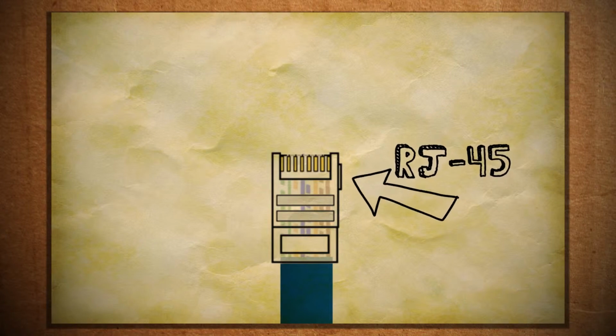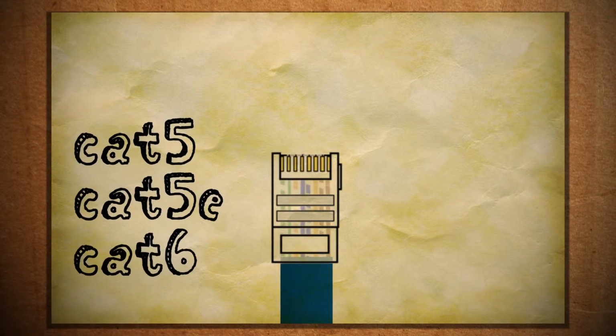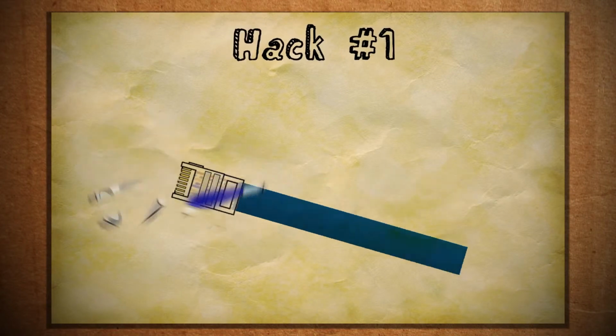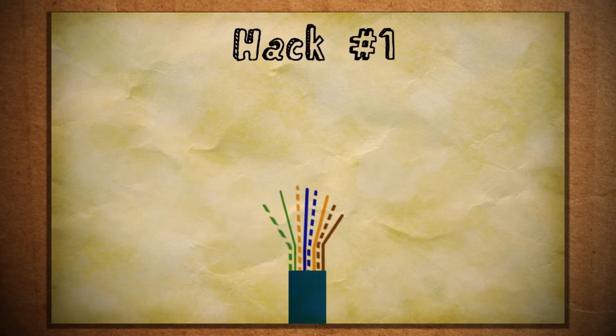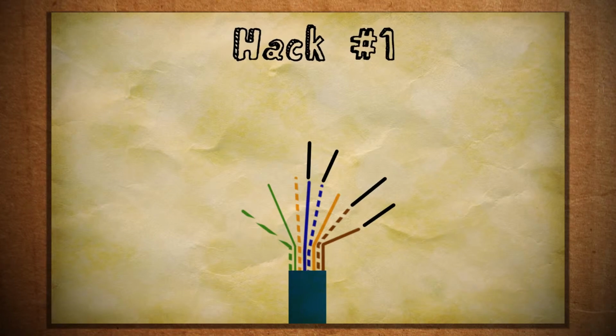When referring to Ethernet cables, you'll sometimes hear terms tossed around like Cat5, Cat5e, or Cat6. These terms refer to how insulated the wires are from interference and how fast they can transmit data. Whenever an Ethernet cable is connected to a computer, that computer assigns each of these wires a transmit or receive protocol. The remaining wires aren't used unless you have a gigabit connection.